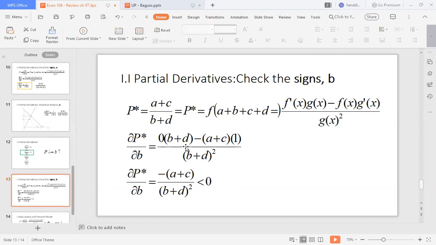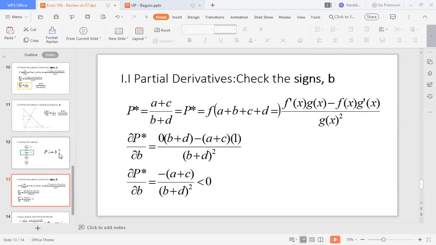So 0 times b plus d, that's a 0. So that's minus a plus c multiplied by 1. In this case, class, it's obvious that we arrive with a negative numerator. So that's negative a plus c over b plus d squared. Again, B is positive, D is positive, your denominator is positive.